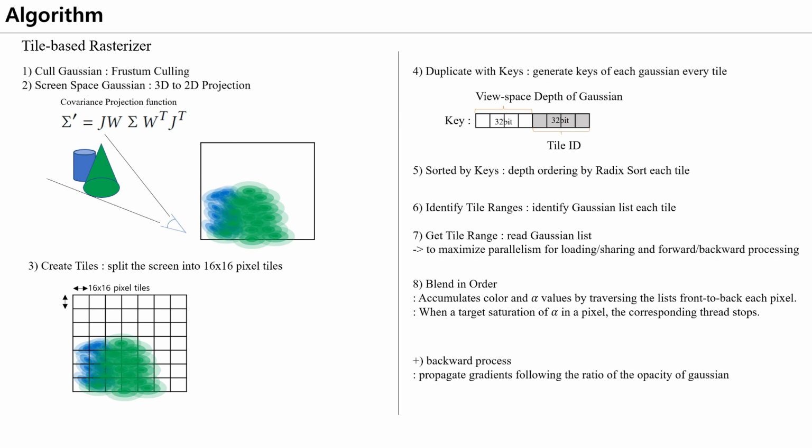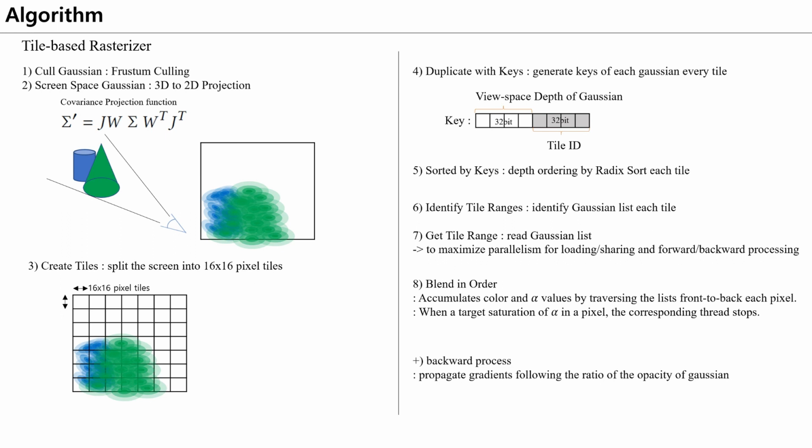In sort by keys, it constructs a Gaussian list for each tile. And in get tile range, it reads the Gaussian list. These two parts make loading and sharing data efficient in parallel processing, and allow the Gaussian list used going forward to be reused backward at high speed.